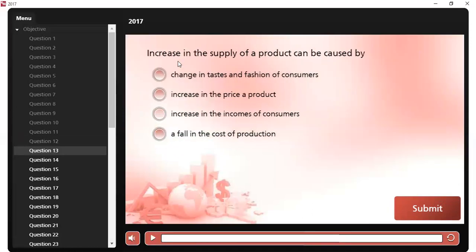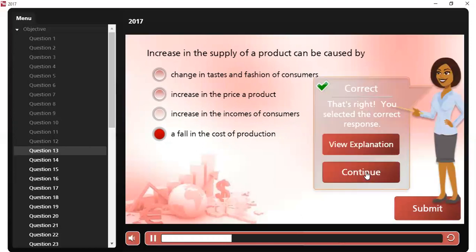Now, question 13. Increase in the supply of a product can be caused by what? It has to be a fall in the cost of production, which is D. Hope you are taking note of all these past questions you are treating so that you can even repractice them on your own. Question number 14.